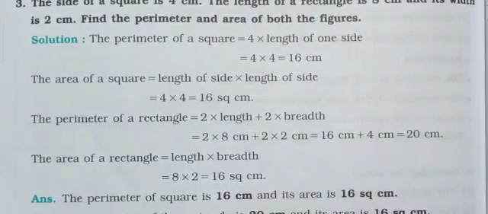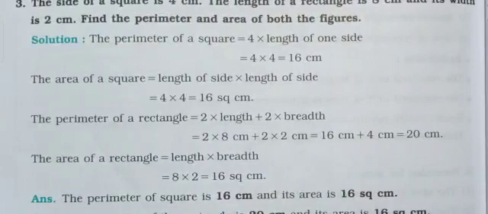Third one is the side of a square is 4 centimeter. The length of a rectangle is 8 centimeter and its width is 2 centimeter. Find the perimeter and area of both the figures. So in this question, students, you are supposed to find out the perimeter of a square, area of a square, perimeter of a rectangle and area of a rectangle. You are supposed to solve it with the help of the formula. So I'm telling you all, for this, some formulas are compulsory. You should learn the formulas.